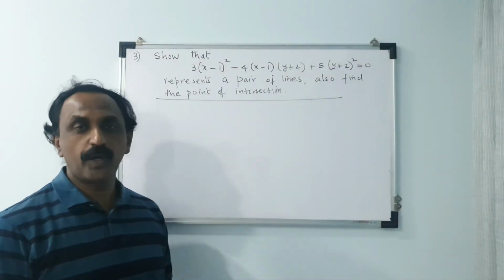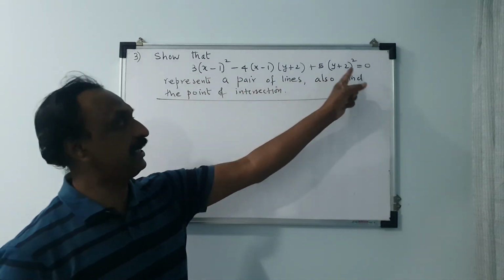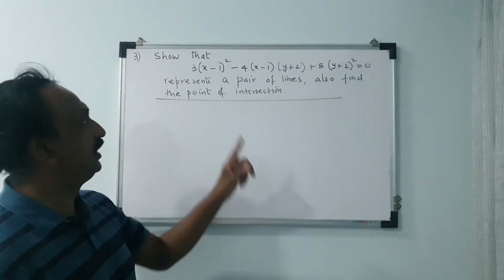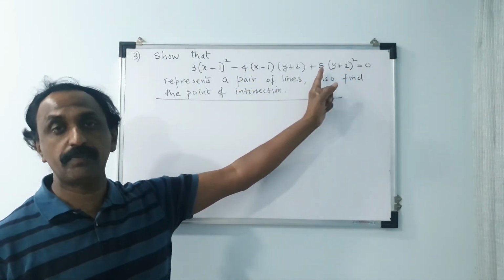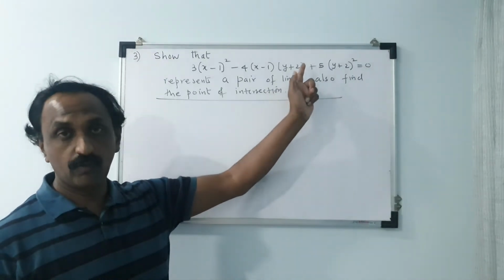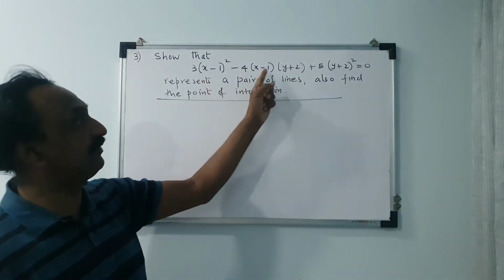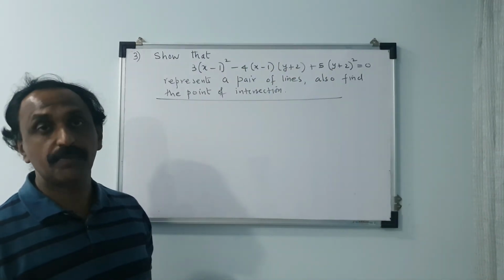Now this is a different problem, but the question remains the same. The question is, show that this equation represents a pair of lines and also find the point of intersection. If you expand this, it is of the same format, ax square plus 2hxy plus by square plus 2gx plus 2fy plus c equal to 0. Same format if you expand. But it is already given in a very simple format. We need to show that this represents a pair of lines.